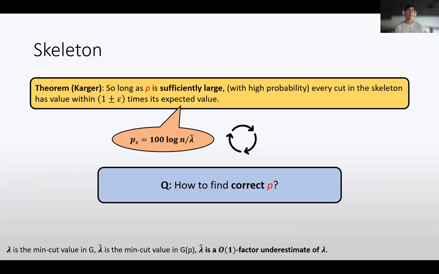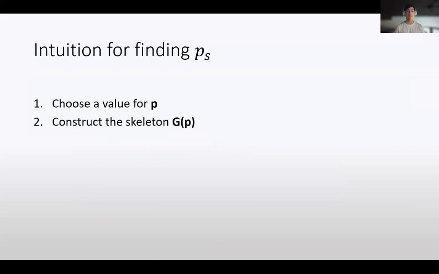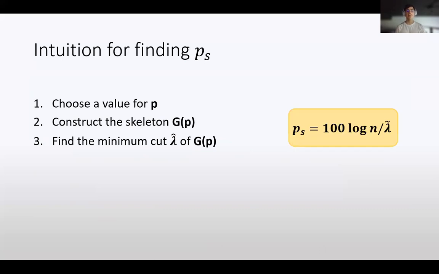So how can we escape this loop and find the correct sampling probability efficiently in parallel without having explicit knowledge of the min-cut? Naively, we can try to find the correct sampling probability as follows. First, we fix a value for P, say 1/2, then construct its corresponding skeleton and find its minimum cut. From Karger's theorem, we know that using the correct probability P_S, the value of the min-cut in the skeleton should be 100 log n. Therefore, if we find that the min-cut in the skeleton has roughly this value, then we have found that our chosen P is the correct sampling probability, and we can proceed to find our min-cut approximation.